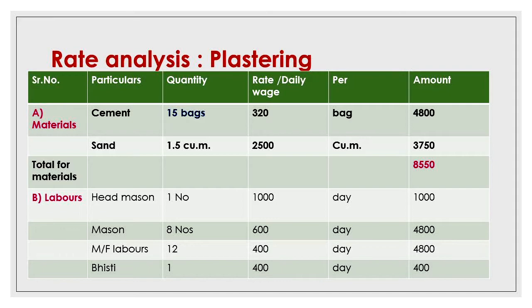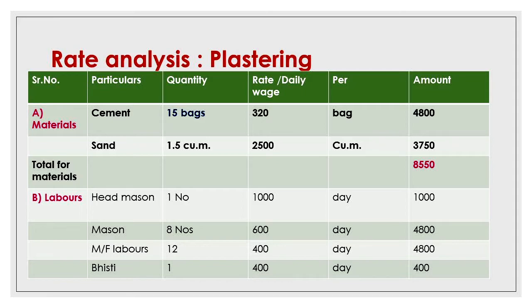Then the third is male and female laborers. We have got 6 male laborers and 6 female laborers. So altogether we are considering 12 laborers, because the daily wage for both is the same, that is 400 per day. So 12 into 400, that comes to 4,800. And then bhisti, we have taken it as one number. Daily wage of one bhisti is 400 per day. So finally it comes to 400. So the total cost of all labors will be equal to the addition of all these, from mason, head mason, then male laborers, female laborers, and bhisti. This comes to 11,000 rupees.